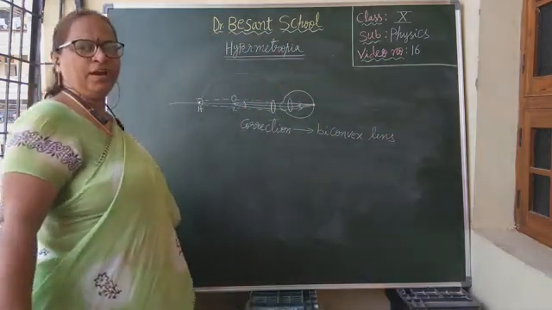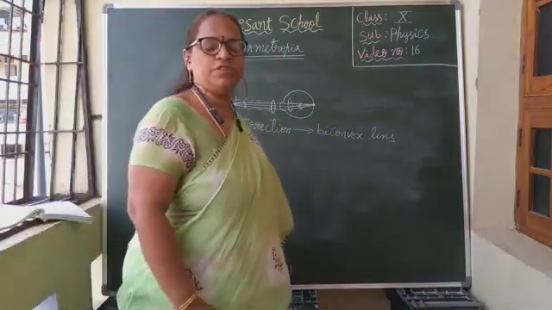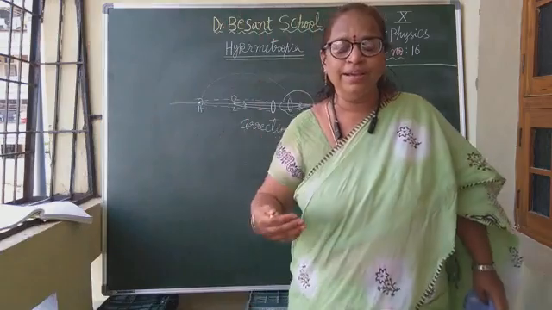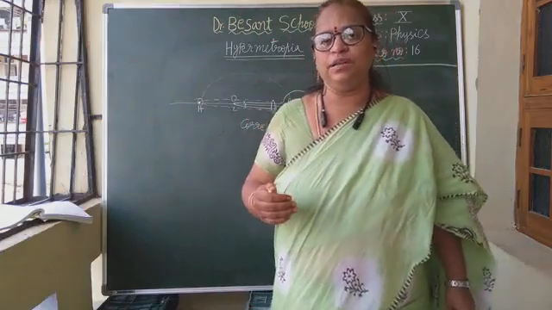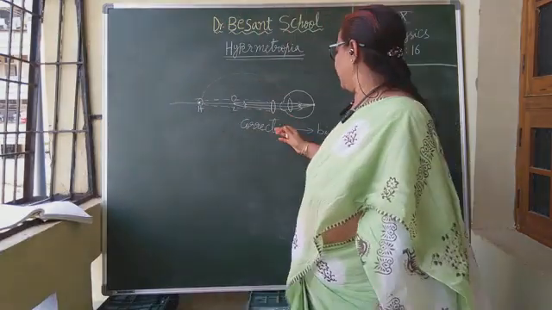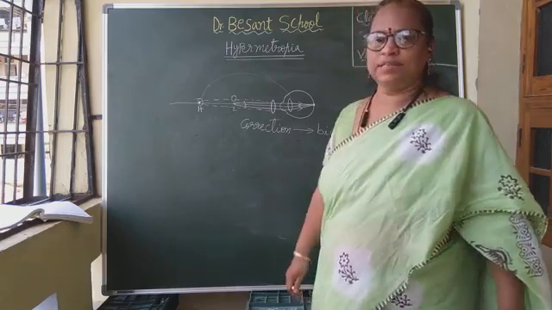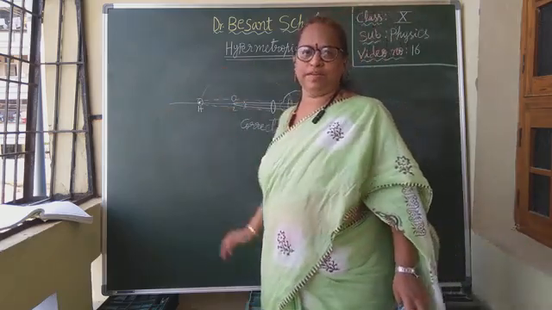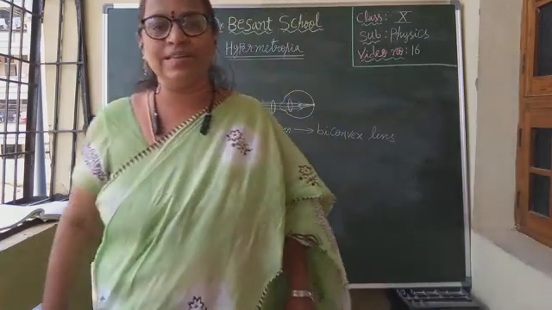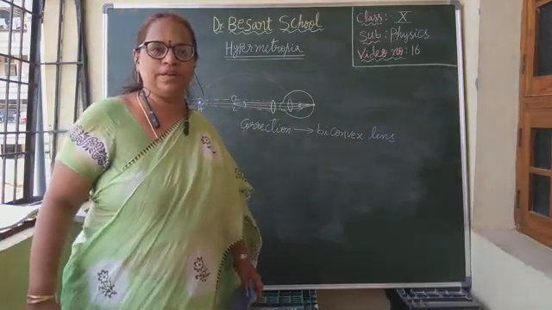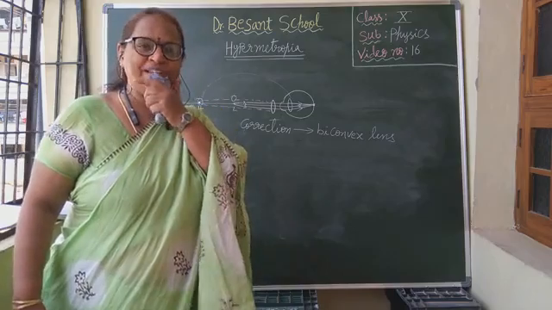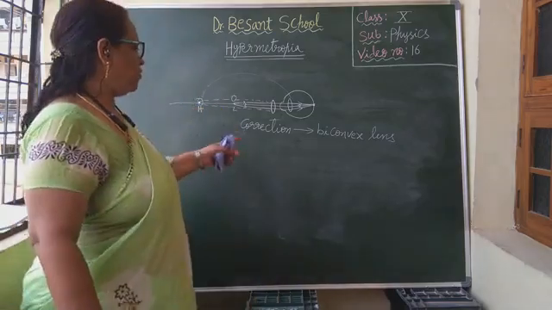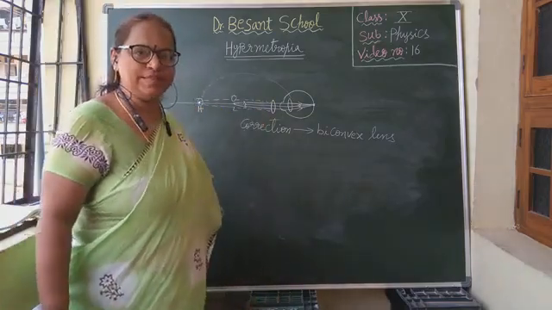For myopia, concave lens, because the image should form before the object. But for hypermetropia, for the correction we use a convex lens because the image should form after the object, beyond the object. So we use a convex lens. Understood, children? I hope I am clear. You all understood? So what will happen if you use a convex lens?